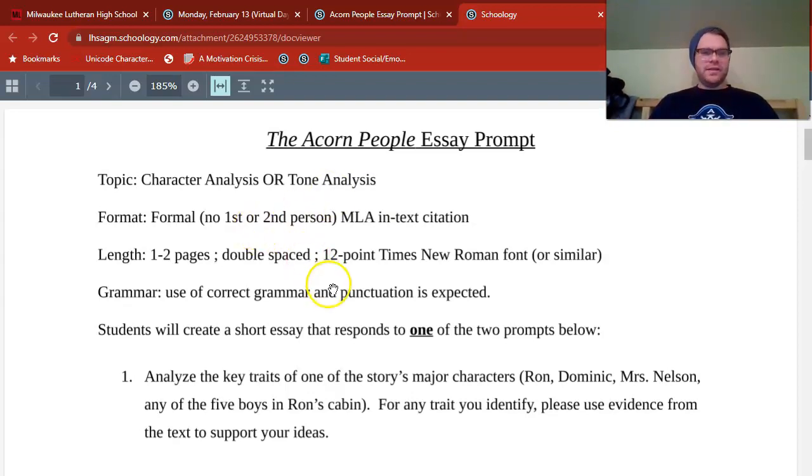A lot of the format and length is the exact same as last semester. Formal format. We'll avoid first and second person pronouns. We'll use MLA in-text citations and headings, those kinds of formatting things. And it's the same length, just 1 to 2 pages, double spaced. We'll do some typing in class this week. 12-point Times New Roman font, I will cover that during our block day this week.